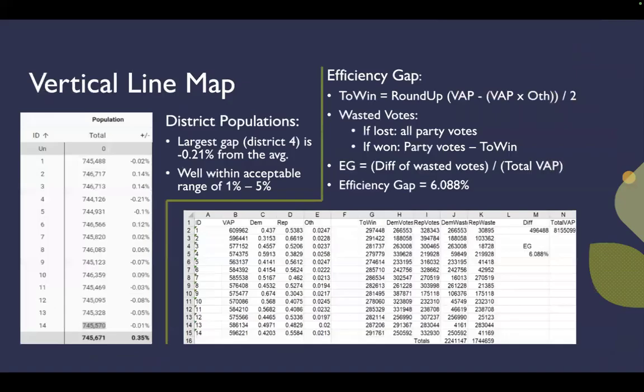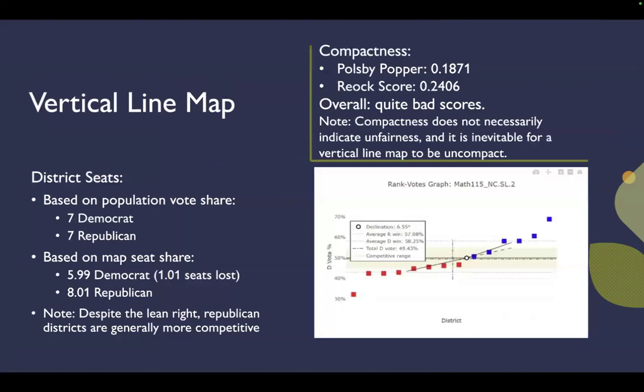Okay, and now the results. For the vertical line map, we had a decently large gap in terms of district populations, but it still fit within the acceptable range of 1 to 5%. And the efficiency gap was about 6.09%. And then moving on to district seats and compactness. District seats, surprisingly, not exactly the best. We lost about 1.01 seats for Democrats, so there was definitely a lean right there. And compactness scores are not the best, as can be expected from a complete vertical line district.